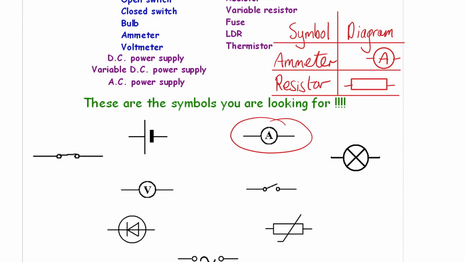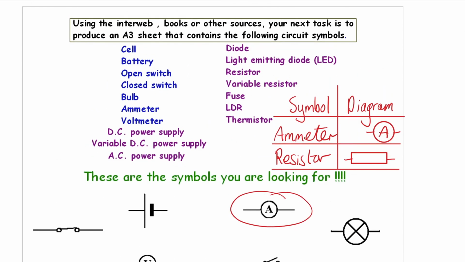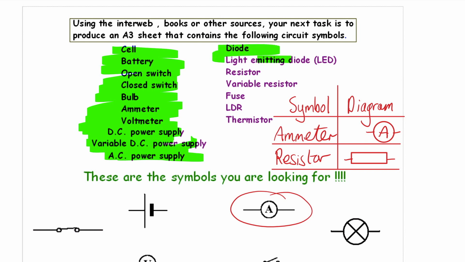Okay, so if you can do that for every single one of these symbols, or I should say, they're called components. They're all called components. Every single one of these components, that will be your main task. That's why I put a red asterisk there. That'll be your main task for lesson 1.